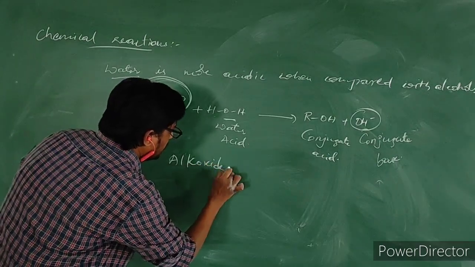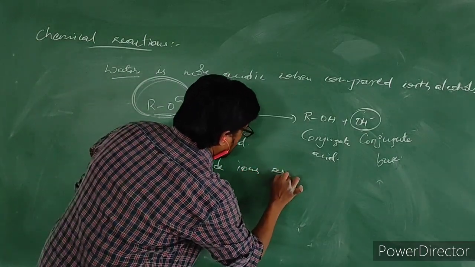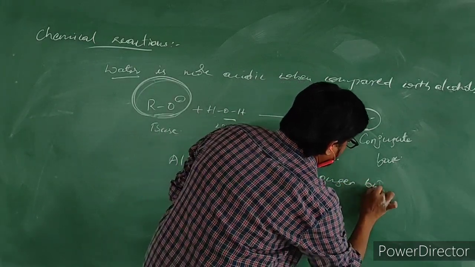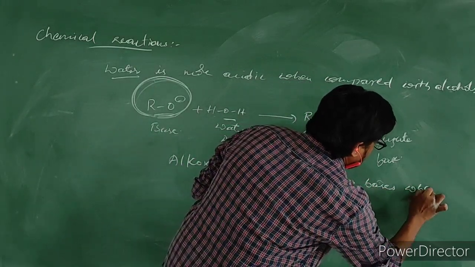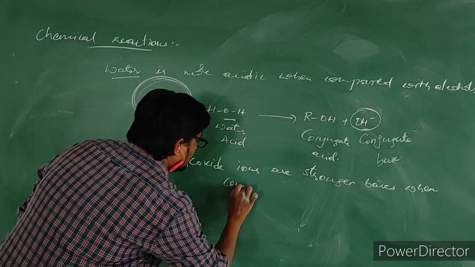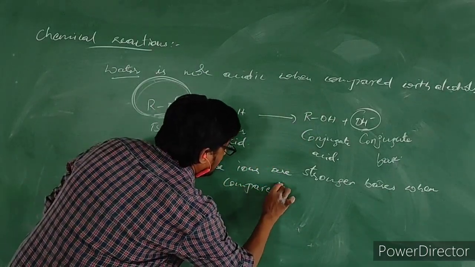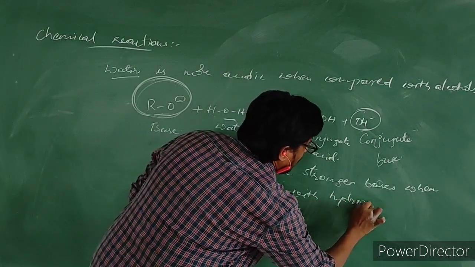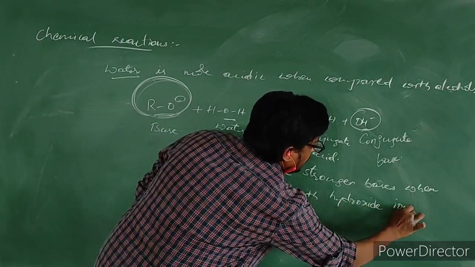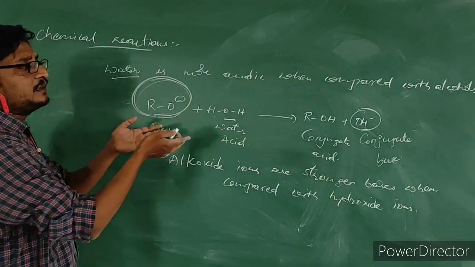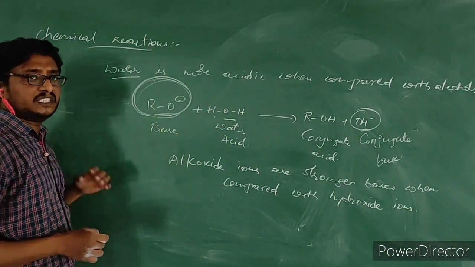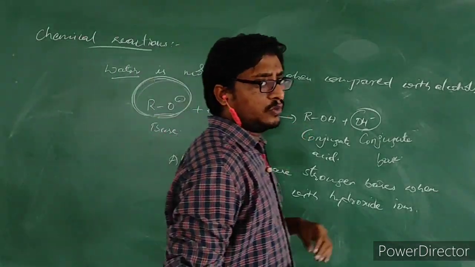Alkoxide ions are stronger bases when compared with hydroxide ions. Remember this point. You can easily understand by this reaction, no? So H plus ion will be taken up by this RO minus ion to form ROH.